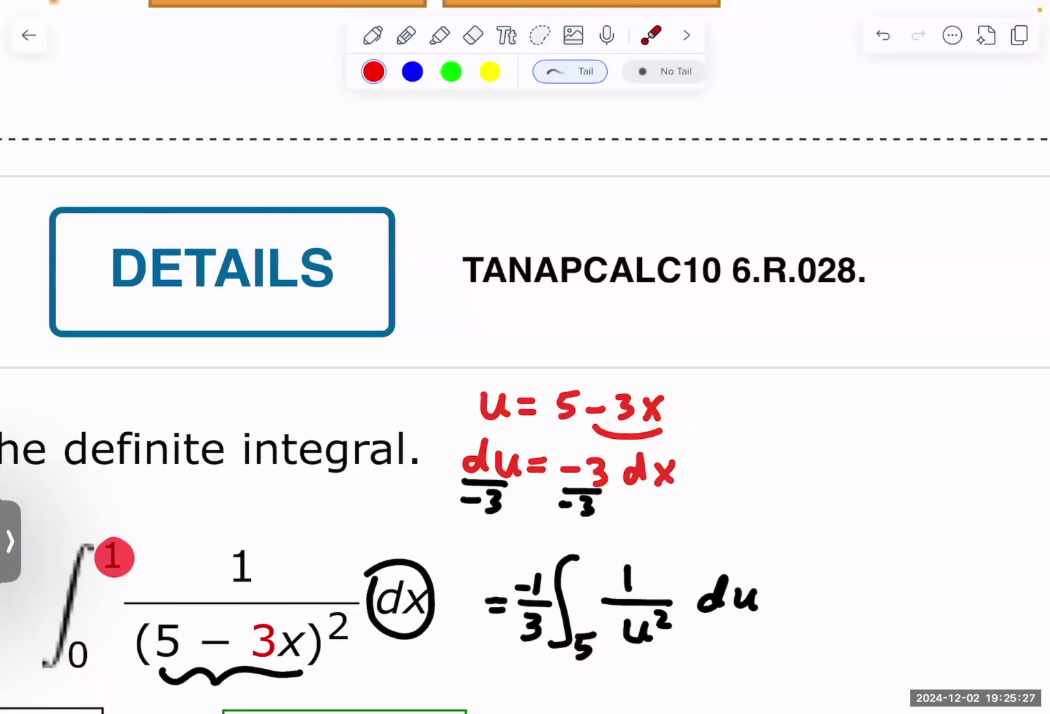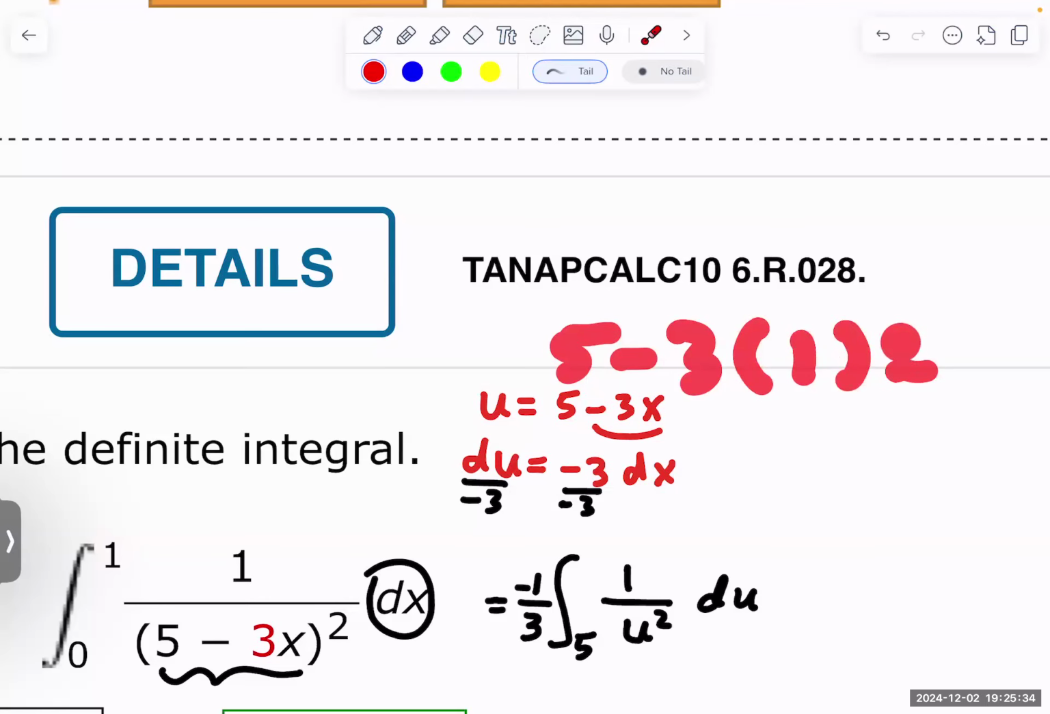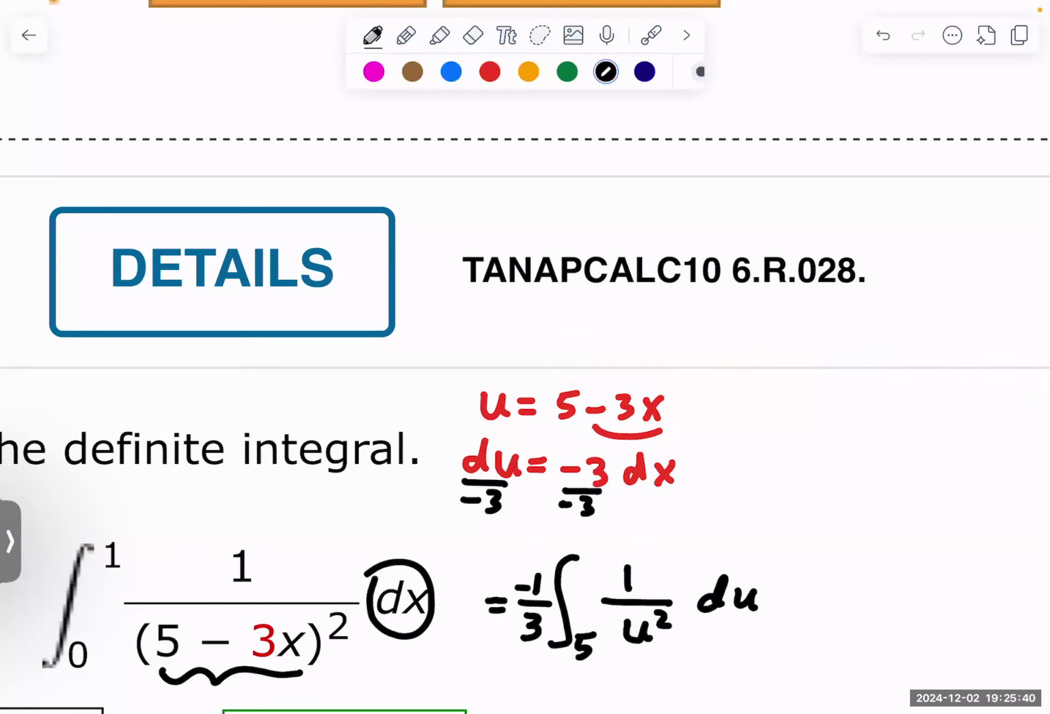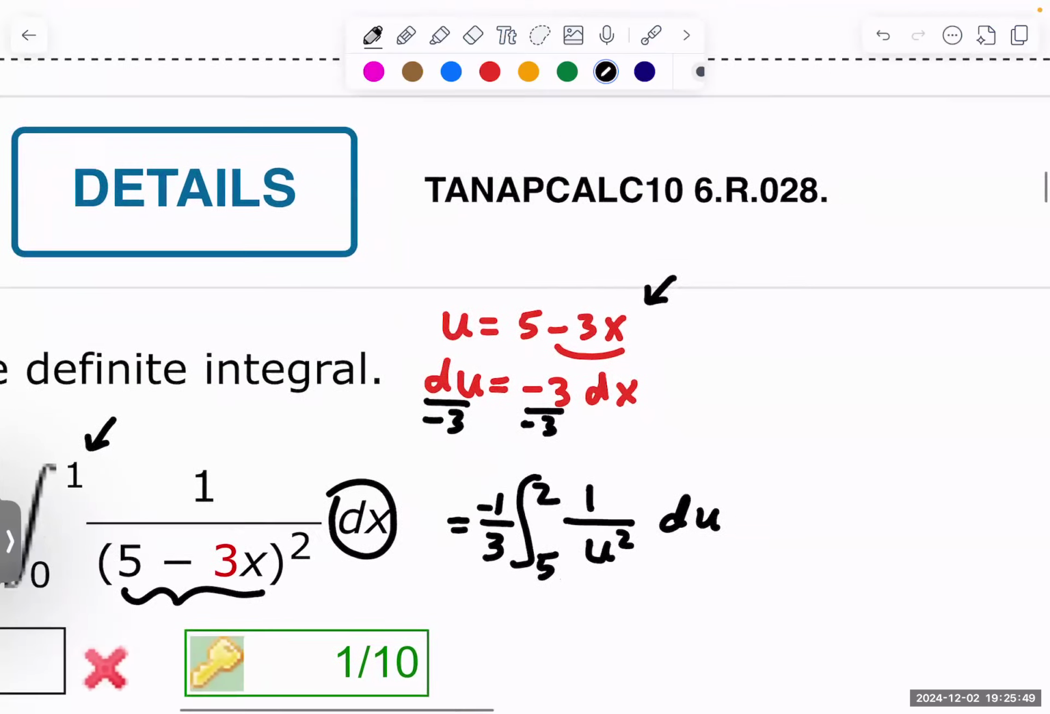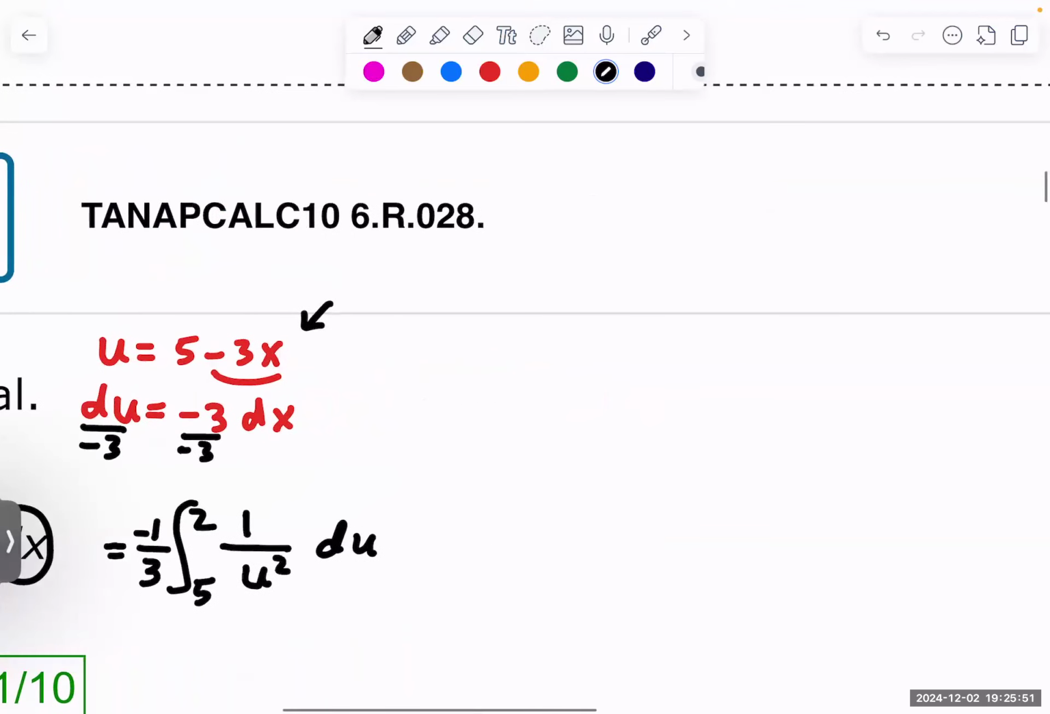And then if I put the limit as 1, 5 minus 3 times 1, that's 2. So when I replace 1 in the x, then my new u is 2. So from 5 to 2. So let's do that. That's equal to -1/3.